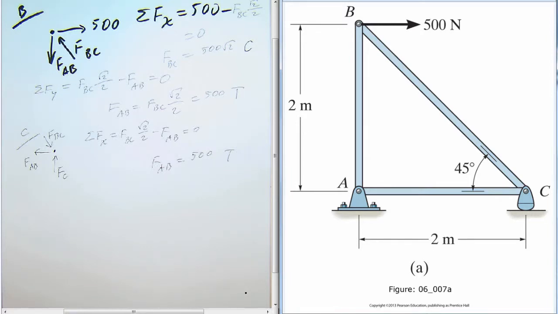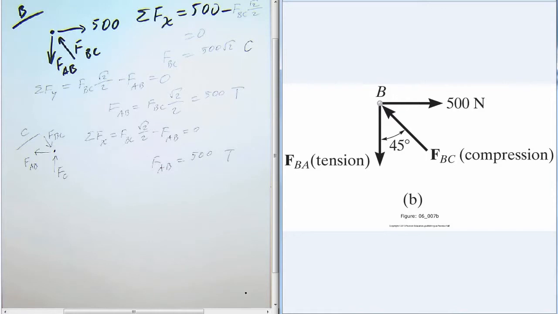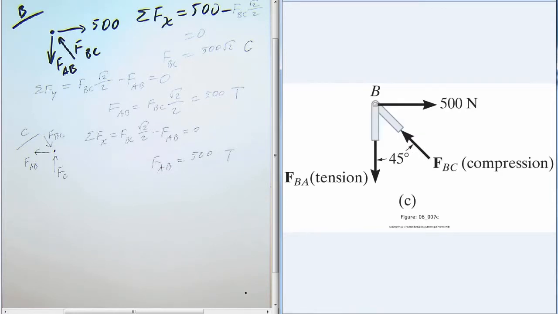Okay, so right, so there's free body diagram section B. Okay, so here are better figures for that.